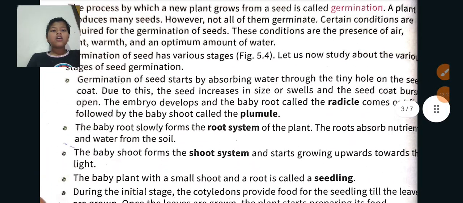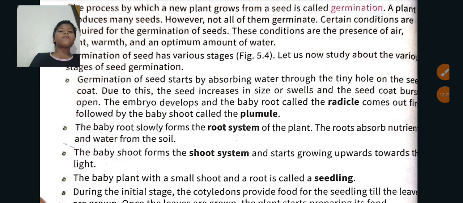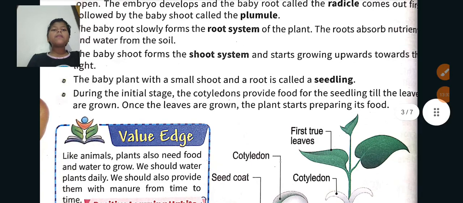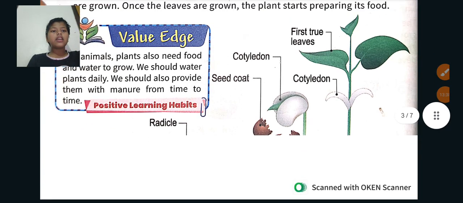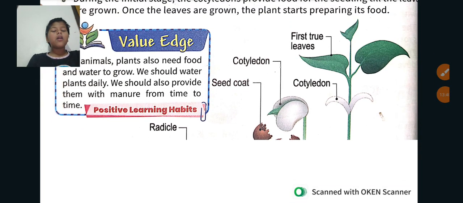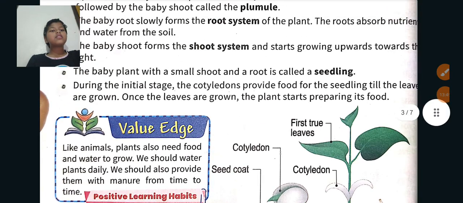Now next, the baby root slowly forms the root system of the plant. The roots absorb nutrition and water from the soil. When the baby root has formed from the radicle, it slowly forms the root system and the shoot system as well. The baby plant with a small shoot and root is called a seedling. Here you can see a baby plant with a small shoot and a root, called the seedling.